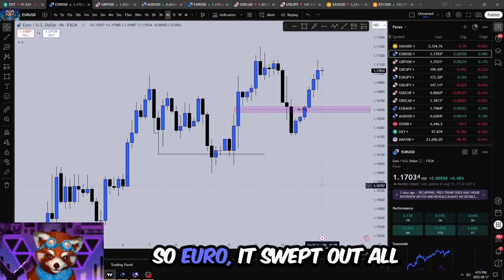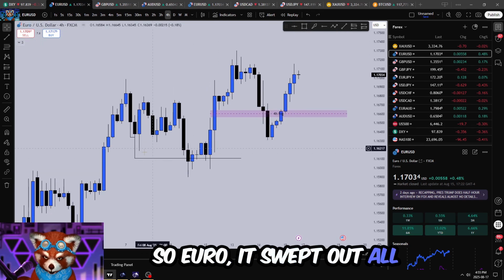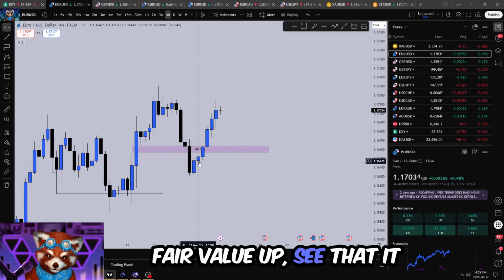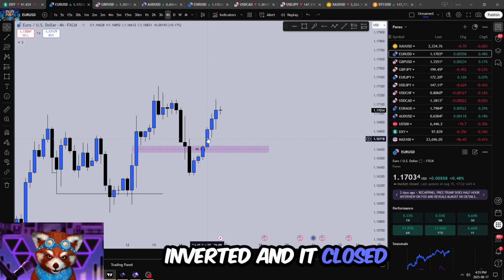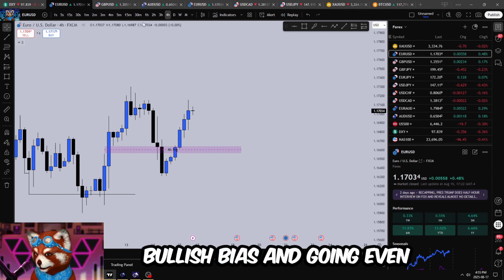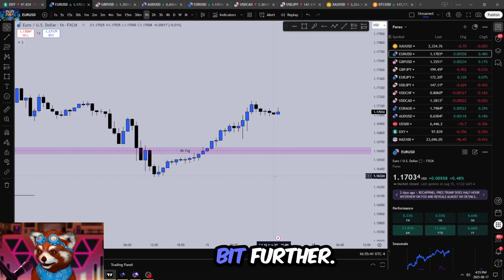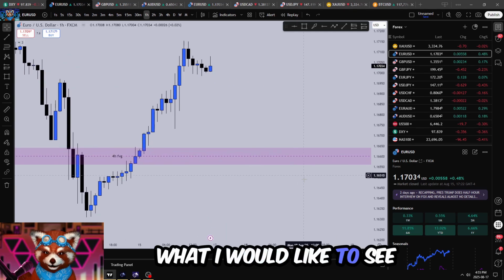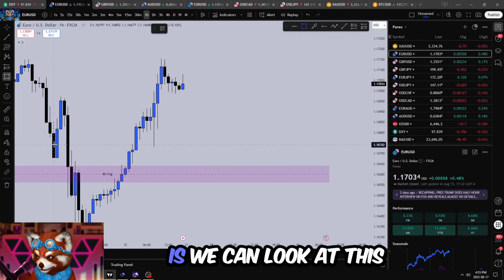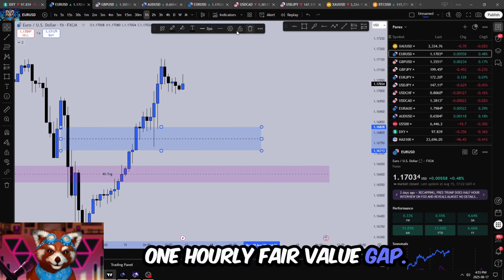So Euro, it swept out all this liquidity, started to trade higher, formed this fair value gap. See that it inverted and it closed above it, which gives me bullish bias. And going even a bit further, what I would like to see, and which is very interesting, is we can look at this 1 hourly fair value gap.